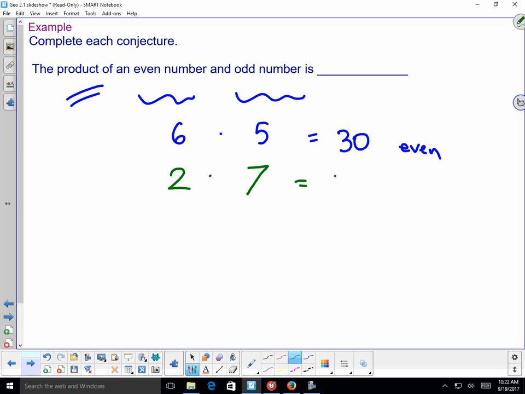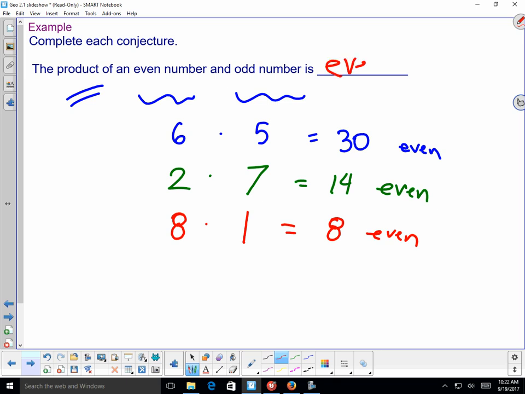Well, 2 times 7 is 14. That's an even number. Let's try one more example. What about if we pick an even number like 8 and an odd number like 1? Well, 8 times 1 is 8. That's even, so it sure looks like every time we take an even number and an odd number and multiply them together, the product is even.